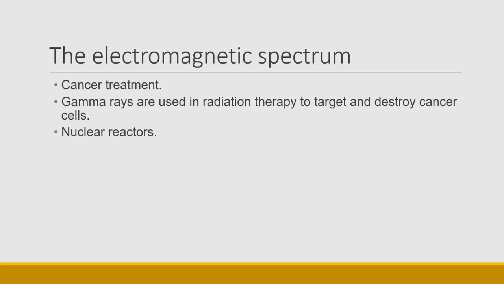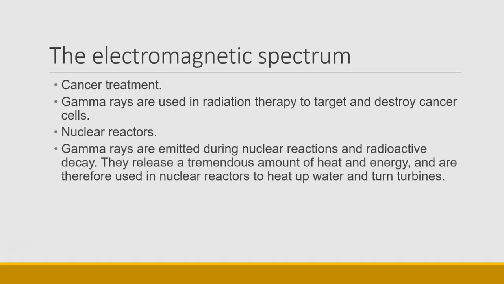Gamma rays are also used in nuclear reactors. The way that we make electricity using coal is we burn the coal, which then heats up water, turns it into steam, and the steam is then able to turn turbines. When it comes to nuclear reactors, we use gamma radiation that is emitted during the radioactive decay of certain materials like uranium atoms. So instead of burning coal, we use radioactive materials like uranium. And when these radioactive materials break up at the nucleus, they release a tremendous amount of heat and energy. And we use that heat and energy to boil water and turn it into steam and turn a turbine.